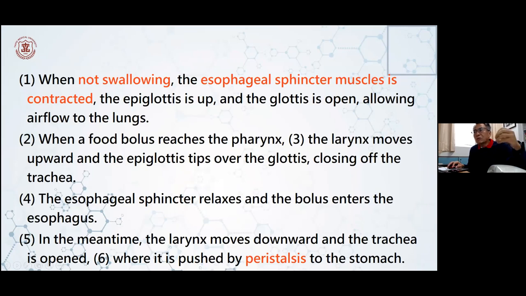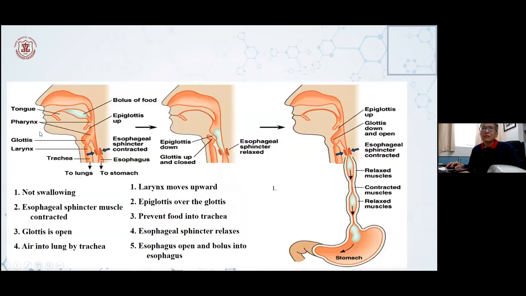Peristalsis I introduced before, like the smooth movement from the upper to the lower of the esophagus. So there is a figure here. So in the swallowing, if there is no food in the mouth and no swallowing, there is a sphincter here. So in the pharynx, there is a trachea opening and also an esophagus. So there is a glottis here. So in the esophagus, there is an important structure, a smooth muscle sphincter that controls the food entering the esophagus.